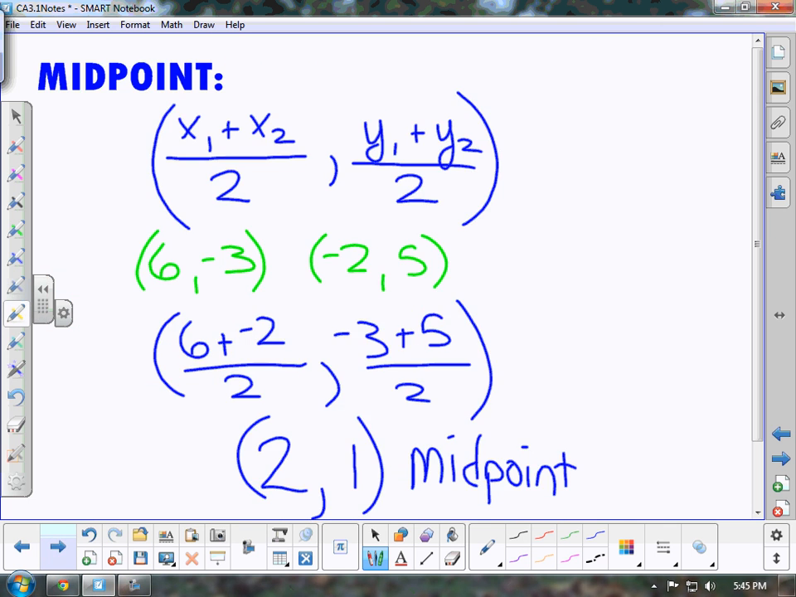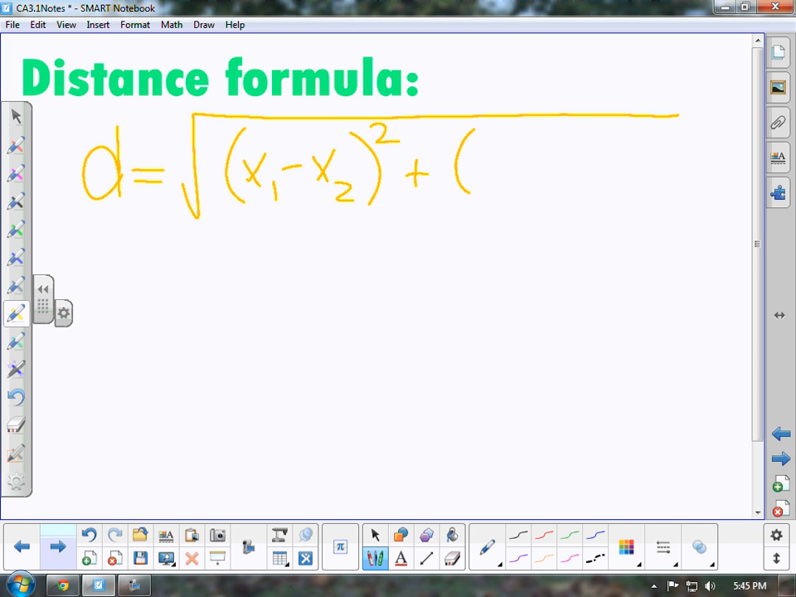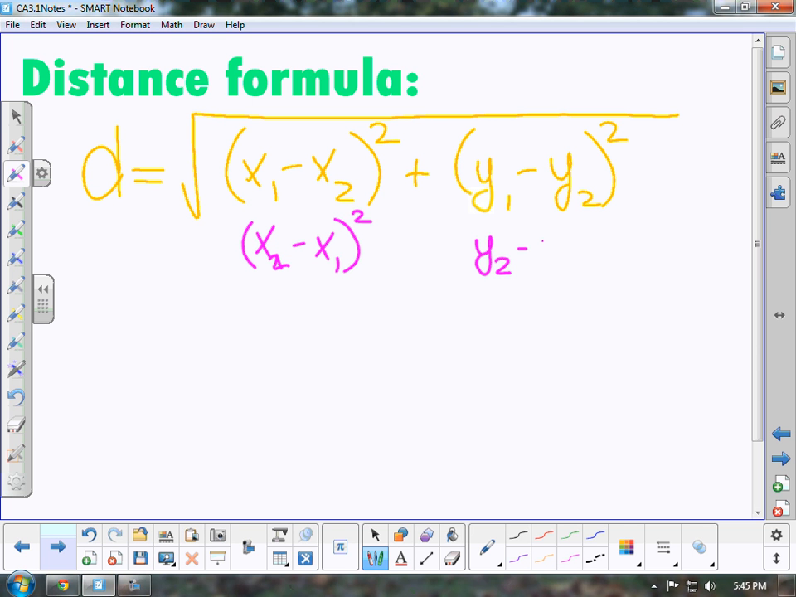And so then the distance between any 2 points is equal to the square root of the x values subtracted and squared added to the y values subtracted and squared. And whether you put it as x1 minus x2 or x2 minus x1, it doesn't matter, because when you square it, you're still going to get a positive number anyway.